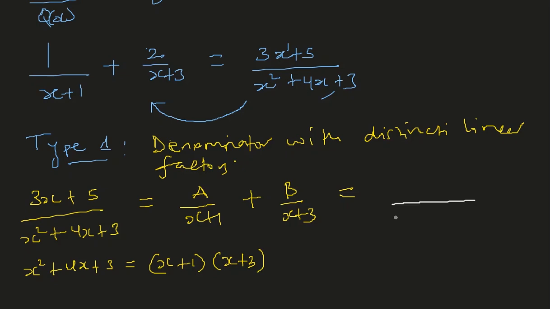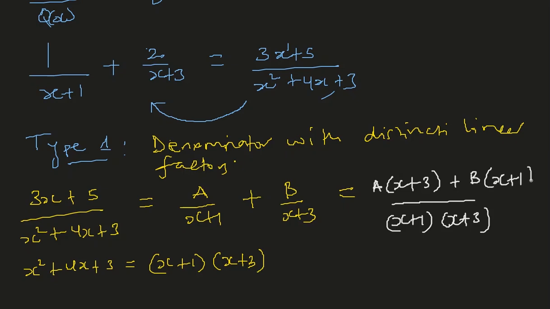We could get the denominator here. We get the denominator which is x plus 1 into x plus 3, and when we divide by this, we get x plus 3 times A. So we end up with A into x plus 3 plus this. Divide this by this, we end up with x plus 1 times B. We get B into x plus 1.